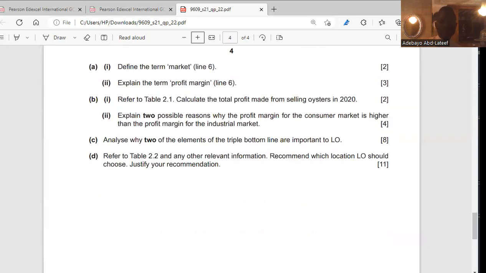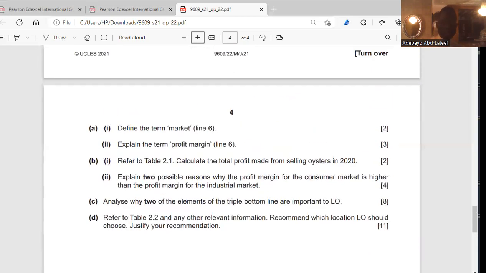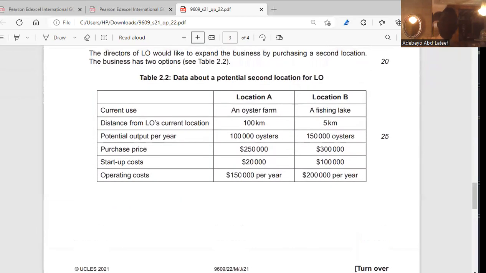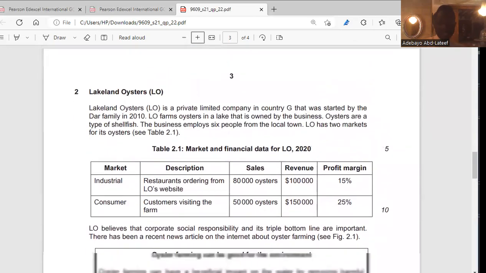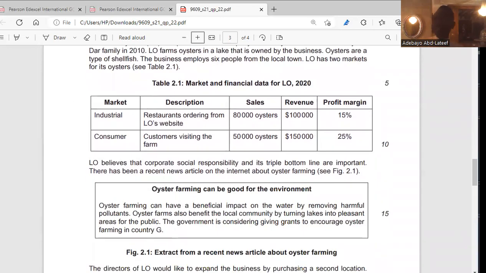Then we'll go to D. Refer to table 2.2 and any other relevant information. Recommend which location LO should choose to support your recommendation. Before we go into the location, we have location A and location B. First, we have to understand LO's situation. Based on what I read and what I know, the first thing is that LO is a private limited company. So that means LO has less finance. It's not going to have much capital like a public limited company.